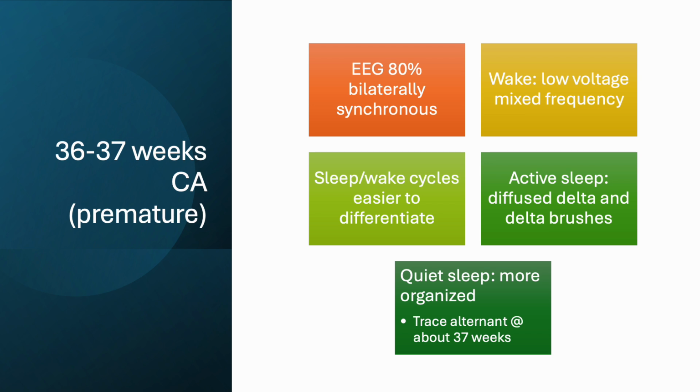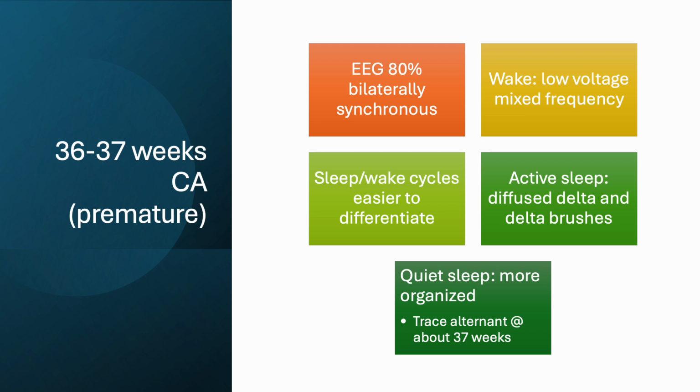Active sleep shows diffuse delta brushes, so we know what delta brushes are. Diffuse delta means it's showing in all the regions and all the hemispheres, everywhere in the brain. Earlier we saw that occipital delta came first, then frontal deltas, and now they're everywhere. That's the progression of them.